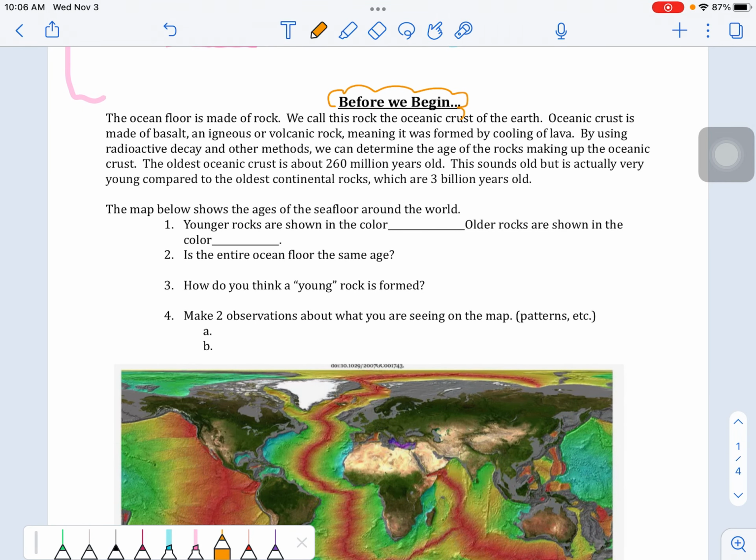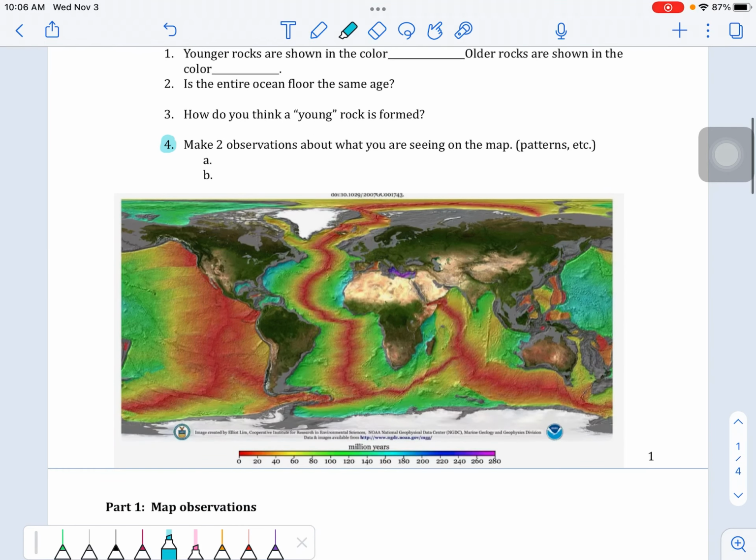So now that you've read the intro paragraph, you should be able to answer these couple questions here and make a few observations about this map. I always like to explain this map a little bit because it is tricky to observe. Normally we're used to seeing the land all color-coded, but here we're looking at the ocean color-coded. So just to get you oriented, this is North America, South America, Africa, Europe, Asia, Australia, right? That's the land.